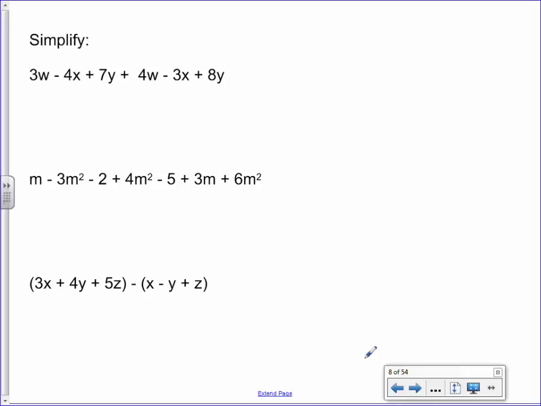So let's do some simplifying. Let's see if we can figure out what sort of like terms can go together. Again, this may be breaking it down to levels that you're well beyond, but let's build those fundamentals. I see right here there's a couple of W's. Those are like terms. You have 3W, and you have to add 4W, so you have 7W.